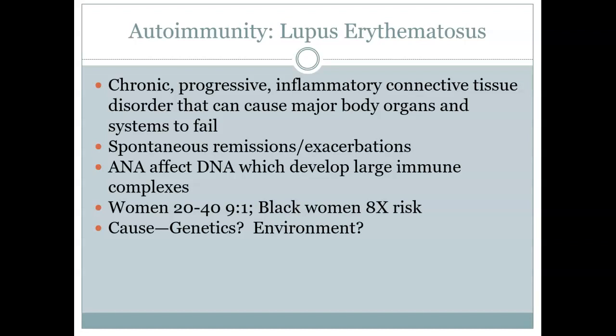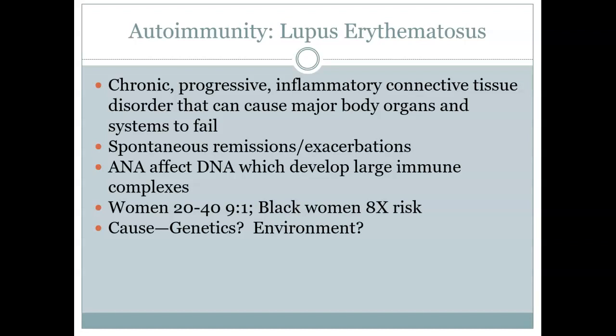And it's when ANA affects the DNA, which develops these large immune complexes. Anti-nuclear antibody is what this acronym is. So the patient who has lupus develops anti-nuclear antibodies that affect the DNA, which develop these large complexes.